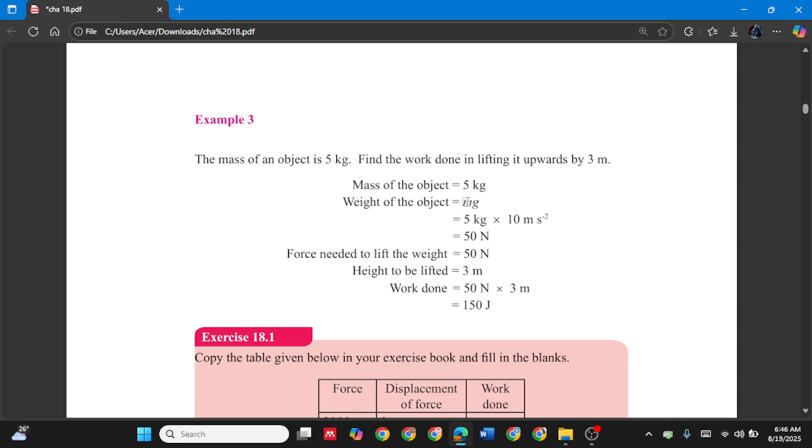Weight of the object is mg. So I always tell you, if the mass of an object is 5 kg, in order to find its weight, we have to multiply it by 10. 1 kg එකක් නම් weight එක 10 newton, 2 kg නම් 20 newton, 3 kg නම් 30 newton, 5 kg නම් 50 newton, 100 kg නම් 1000 newton, like that.